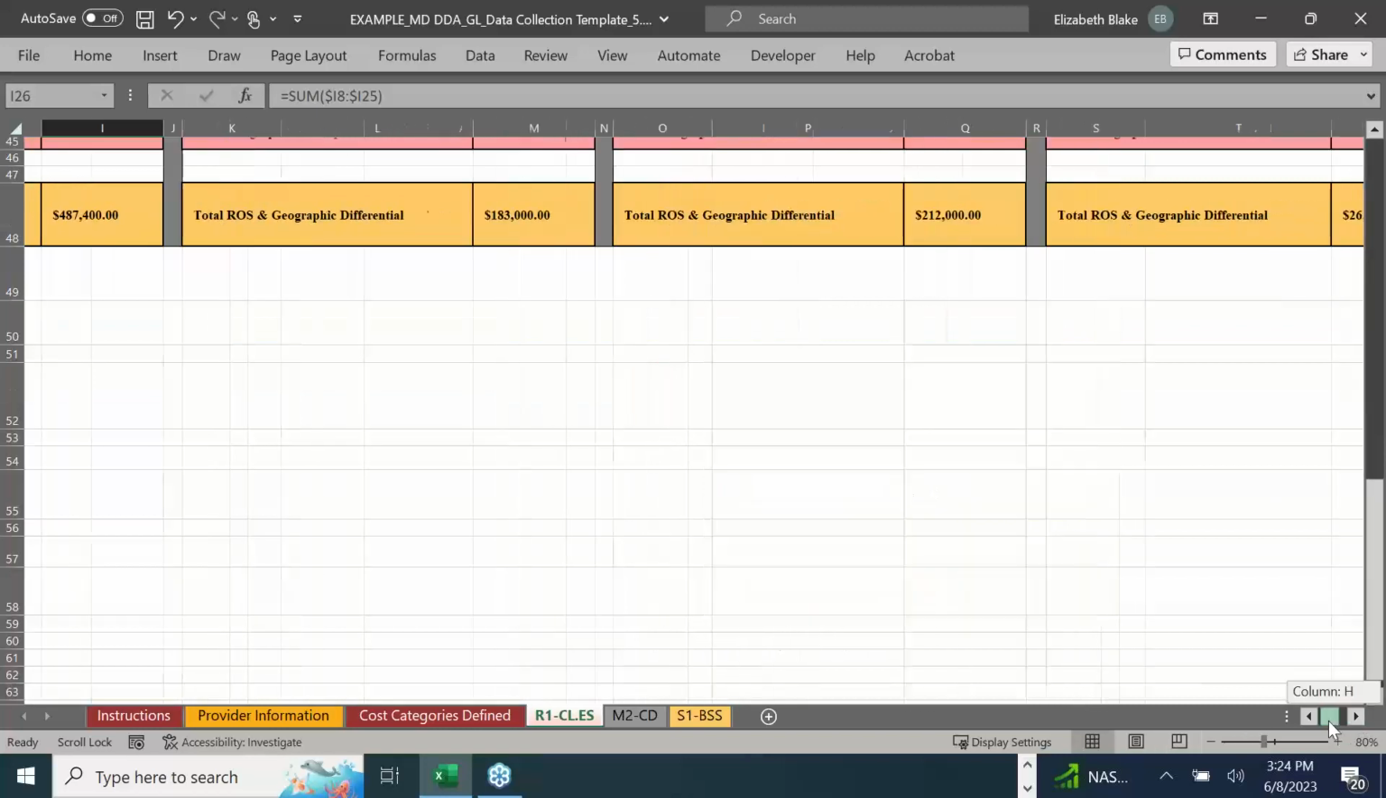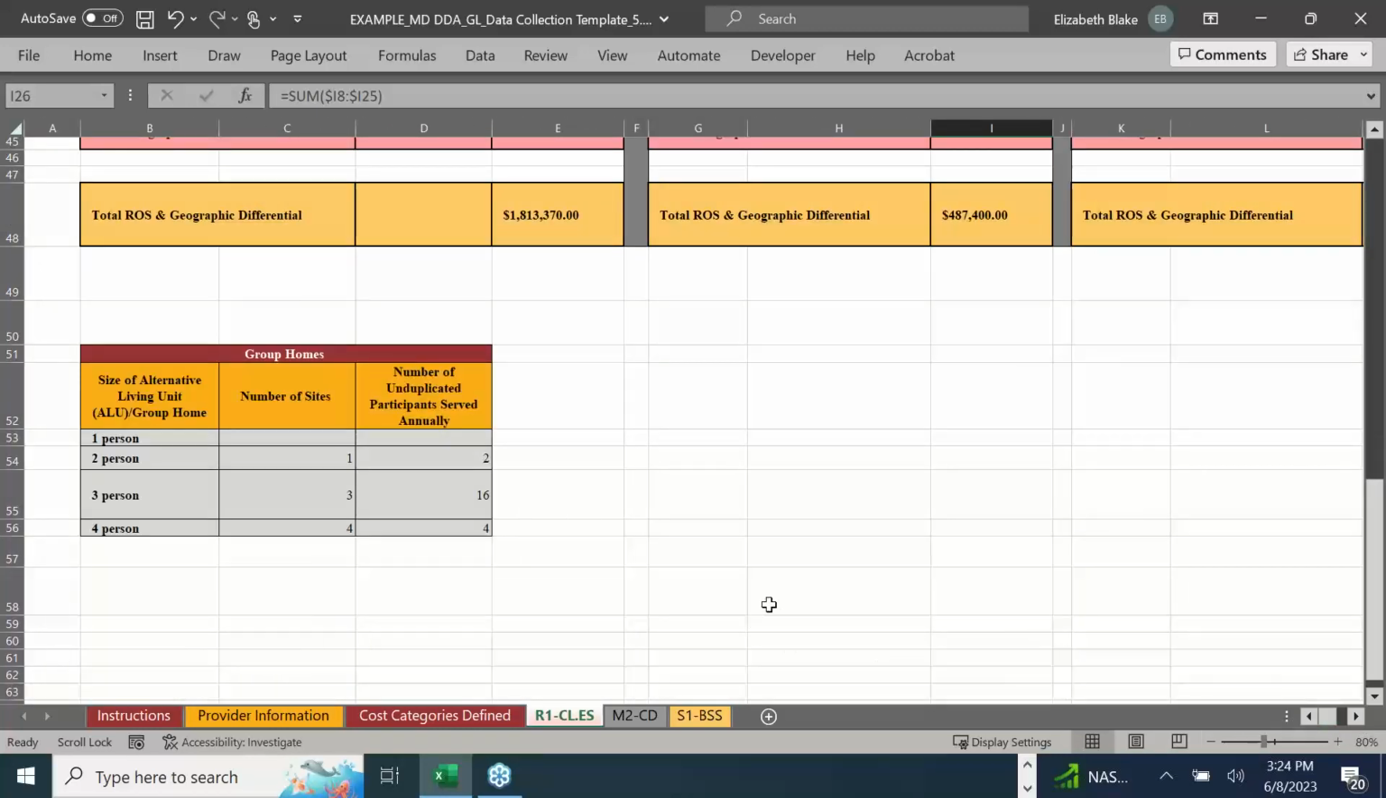So the last thing that I want to show you on this residential services tab is we just have some information here that we're asking you to provide. And in this case, it just happens to be group homes. So we're asking for the number of sites, and the number of unduplicated participants served annually.